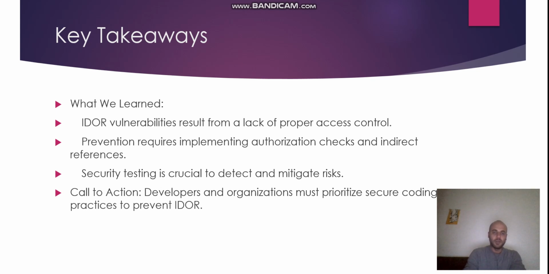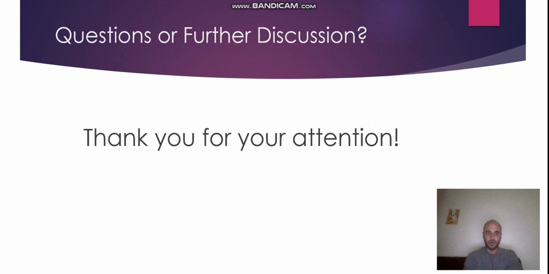What we learned in this presentation is that IDOR vulnerabilities result from a lack of proper access control. Prevention requires implementing authorization checks and indirect references. Security testing is crucial to detect and mitigate risks. And the call to action: developers and organizations must prioritize secure coding practices to prevent IDOR.